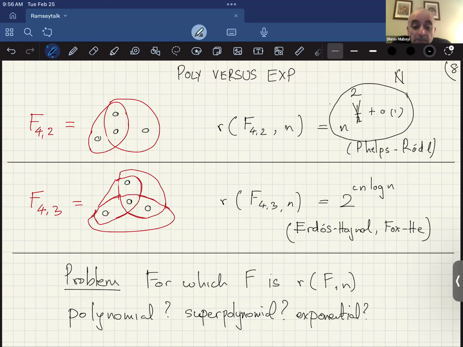But anyway, there's one major problem, which is the following: for which f is this polynomial, super polynomial, exponential? Is there a way to determine it? So I give you the f, it's fixed, you look at it, and you should answer this question. Is the Ramsey number polynomial? Is it super polynomial? Is it exponential? And we know certain things: if it has only 2 edges out of 4, it's polynomial. If it has 3 edges on 4 or more, or if it's a clique, it's exponential. Turns out this problem is quite complicated, and we've been trying to get a handle on what the answer could possibly be.